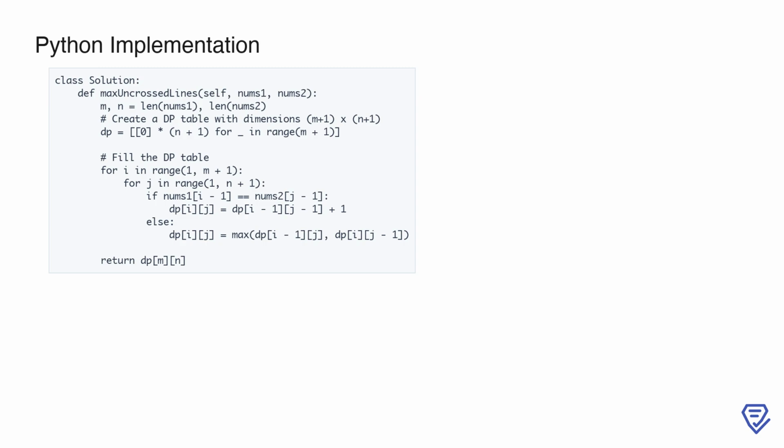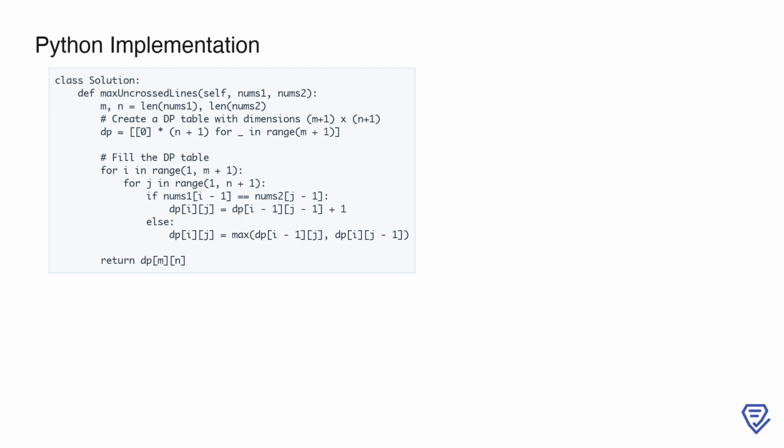The problem is essentially a variant of the longest common subsequence, LCS, where we aim to maximize the number of matching pairs between two arrays without crossing lines. First, we initialize the lengths of the two input arrays nums1 and nums2 as m and n. A dynamic programming, DP, table of dimensions m+1 by n+1 is created, where DP[i][j] represents the maximum number of uncrossed lines that can be formed using the first i elements of nums1 and the first j elements of nums2. The table is initialized with zeros.